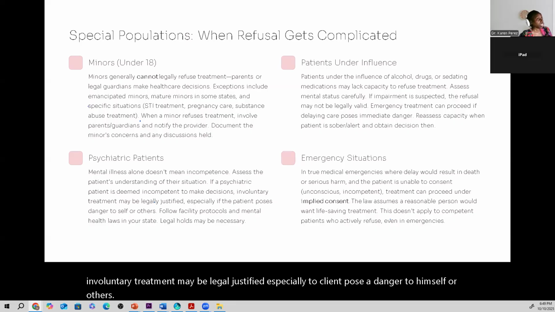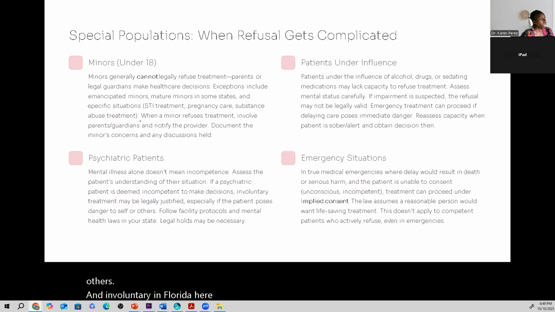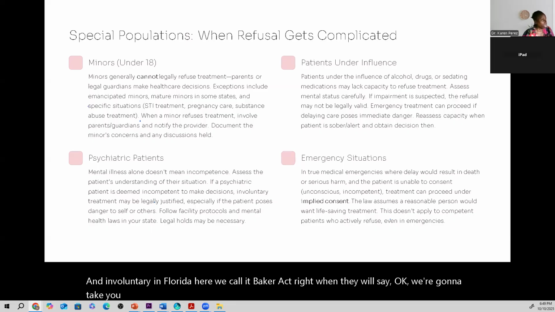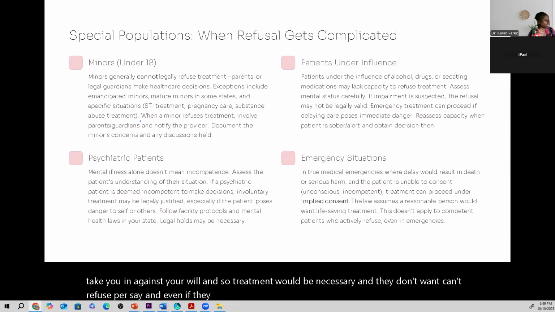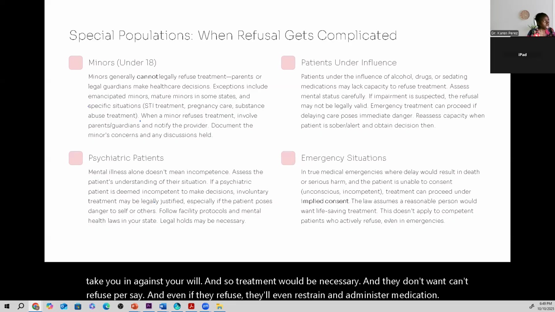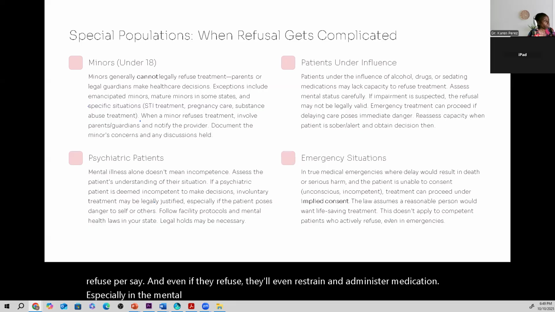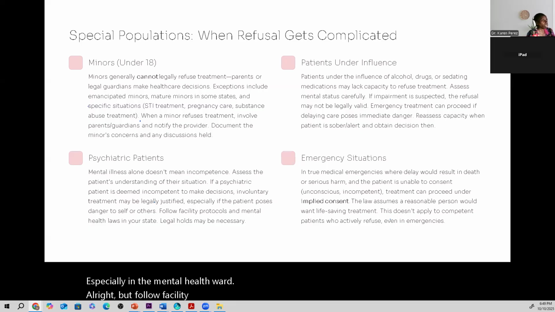And involuntary, in Florida here, we call it the Baker Act, right? When they say, okay, we're going to take you in against your will. And so treatment would be necessary and they can't refuse per se. And even if they refuse, they'll even restrain and administer medication, especially in the mental health ward. All right, but follow facility protocol and mental health law in our states based on our Nurse Practice Act.